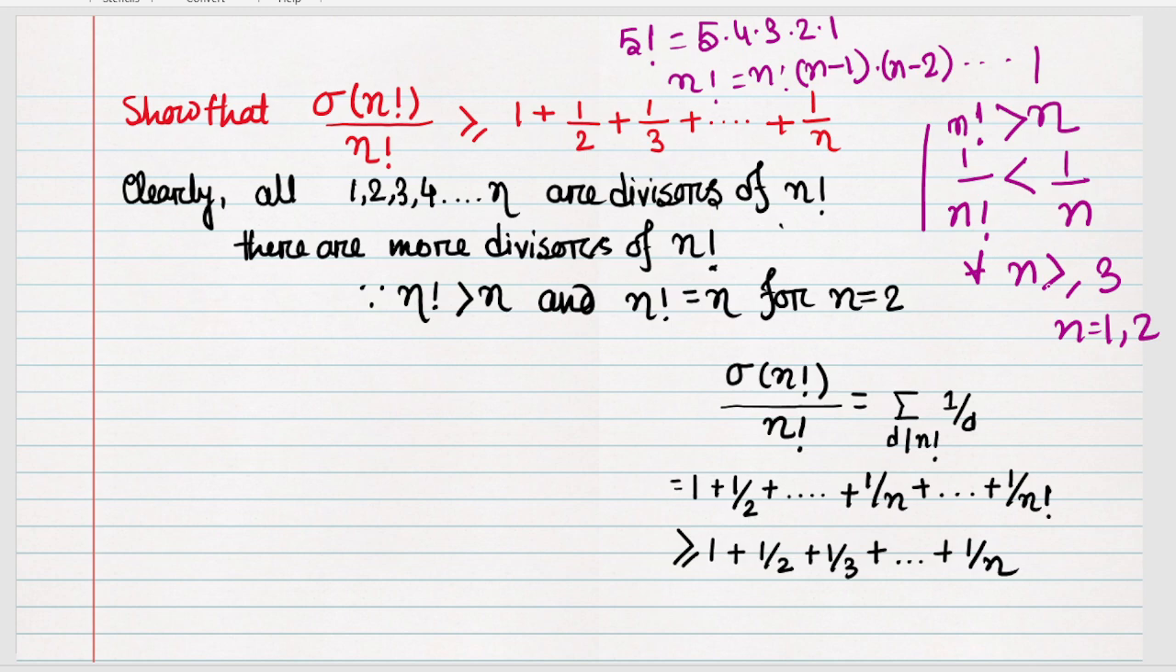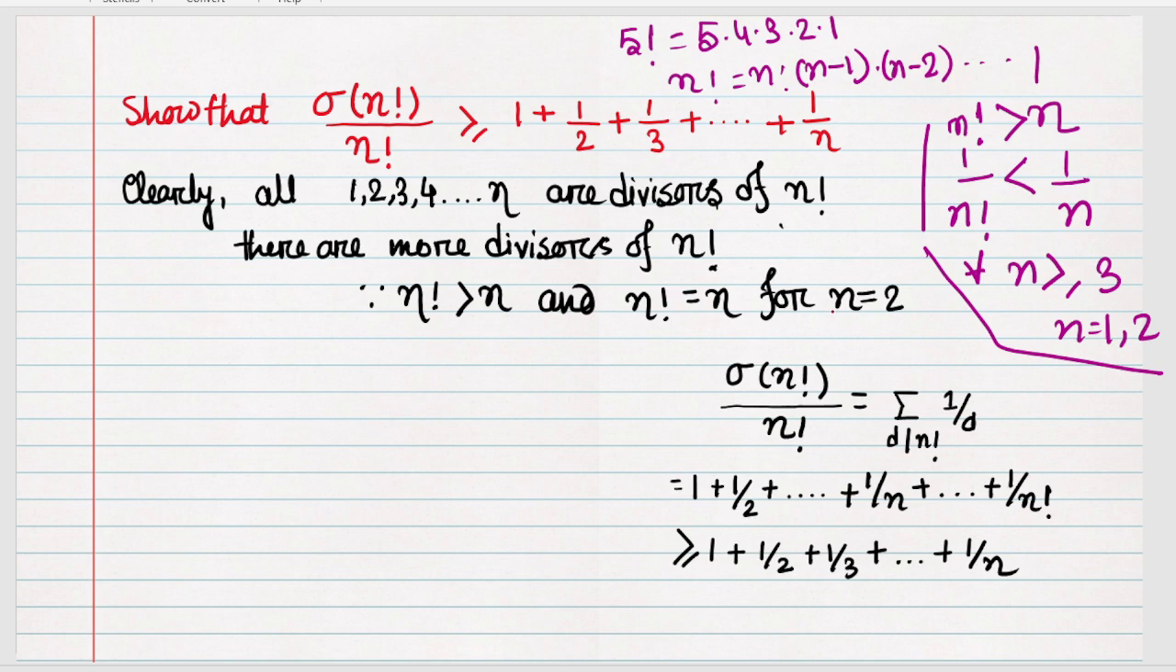This is for understanding purpose we wrote. That means 1, 2, 3, 4, up to n are divisors of n factorial, as 1, 2, 3, 4 by 4 all are denominators of n factorial. There are more divisors of n factorial, such that n factorial must be greater than n, and n factorial equals n for n equals 2.